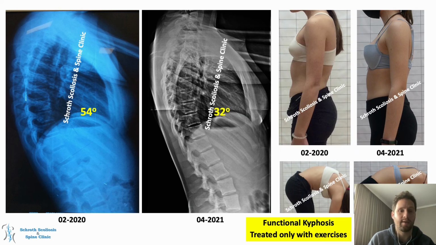This is another example with a functional kyphosis, no Scheuermann findings, no angular hump, but this patient was prescribed by a doctor to have a brace. So we decided not to use a brace because this was a functional kyphosis, and you can see the amount of correction that we achieved with only exercises, reducing kyphosis from 54 to 32 degrees.